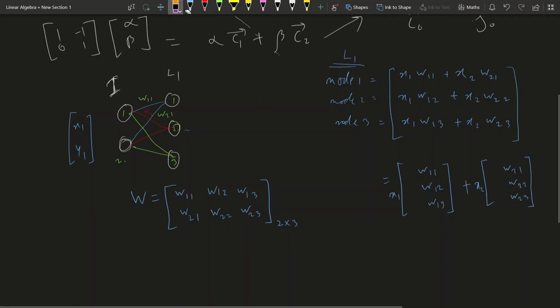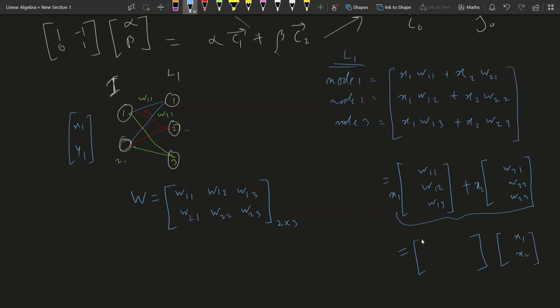Now this entire thing, we have seen from matrix multiplication, can be written as a matrix multiplication of the x1, x2 vector with w11, w12, w13 and w21, w22, w23. This has shape 3 cross 2, this has shape 2 cross 1. So this multiplication is valid, right? So this is what the output of this small neural network is, without any activation function so far.